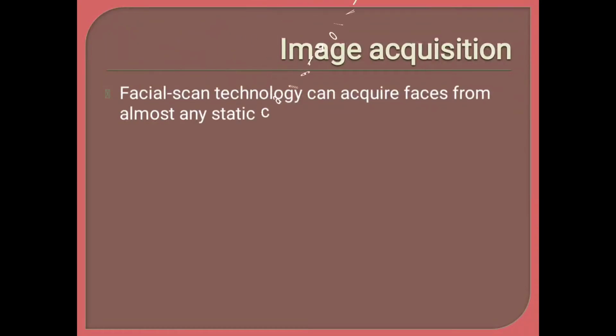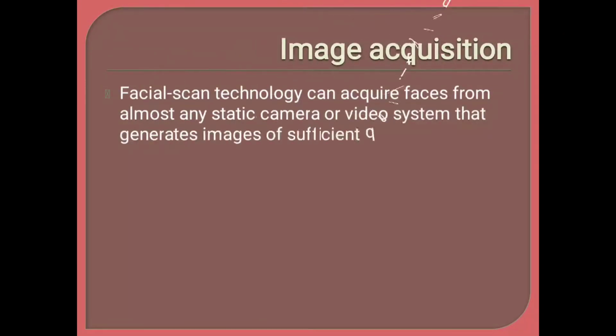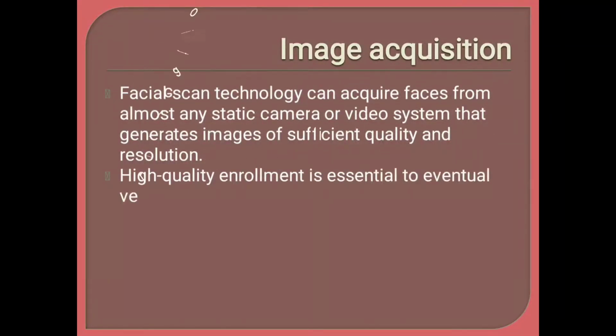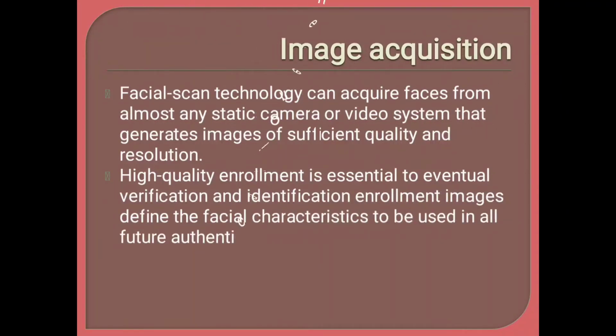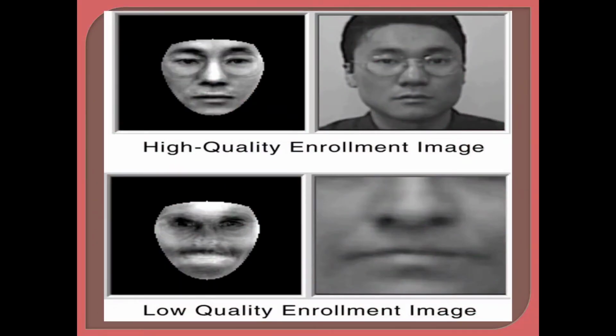Image acquisition. Facial scan technology can acquire faces from almost any static camera or video system that generates images of sufficient quality and resolution. High quality enrollment is essential to eventual verification and identification. Enrollment images define the facial characteristics to be used in all future authentication events. These are pictures of the enrollment images. The top picture is the high quality enrollment image and the bottom picture is the low quality enrollment image.